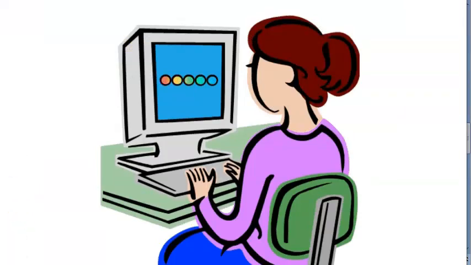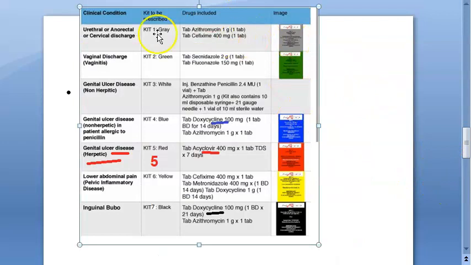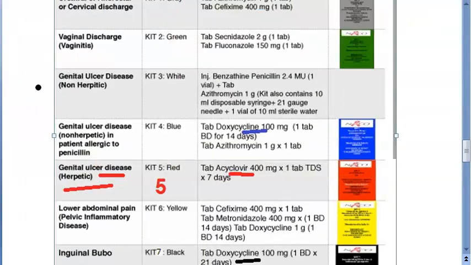You should know the content of the kit also. Right. Anyways, we will look at them. Look at this. Same thing. So first one is what?